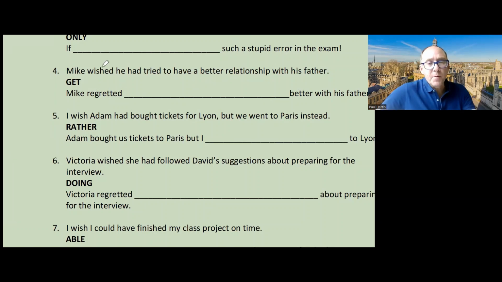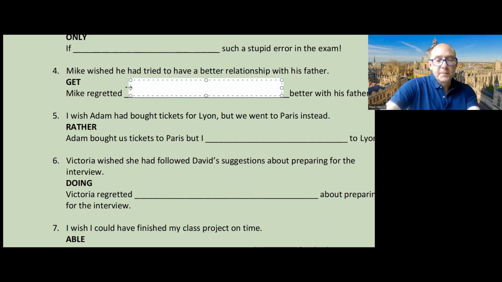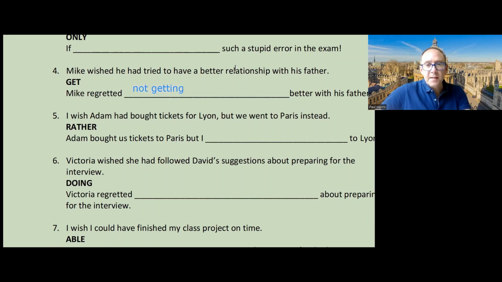Okay, we've got wish past perfect, so we know that gives us regret plus gerund. And we know now that this would have to be regret plus gerund, but in the negative. So something here with this, and then something as well about relationship, perhaps some sort of phrasal verb with the verb get. Okay, so Mike regretted not getting. That gives us regret plus gerund in the negative, but now we need something that gives us the idea of relationship. So Mike regretted not getting on better with his father.